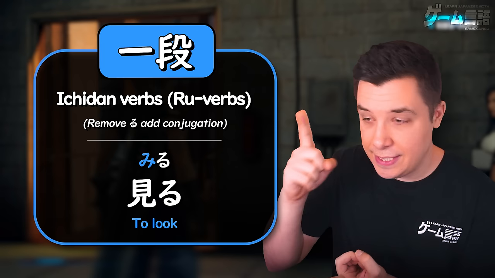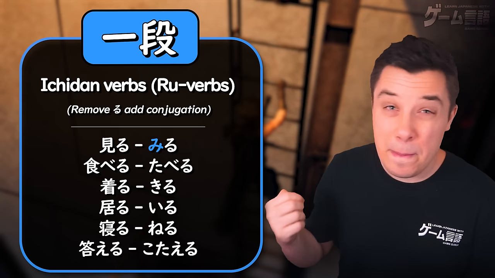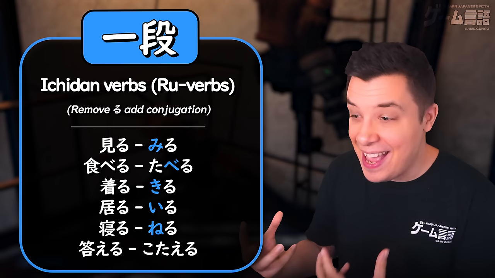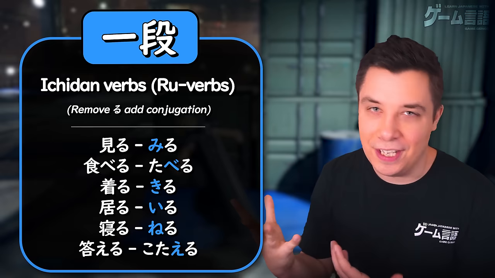So some very common ichidan or ru verbs that you'll come across are things like 見る, to see, 食べる, to eat, 着る, to wear, 居る, to exist, 寝る, to sleep, and 答える, to answer. You can see it's got the I or the E sound. These are ichidan verbs. So the verb 見る, to look, is an ichidan verb.